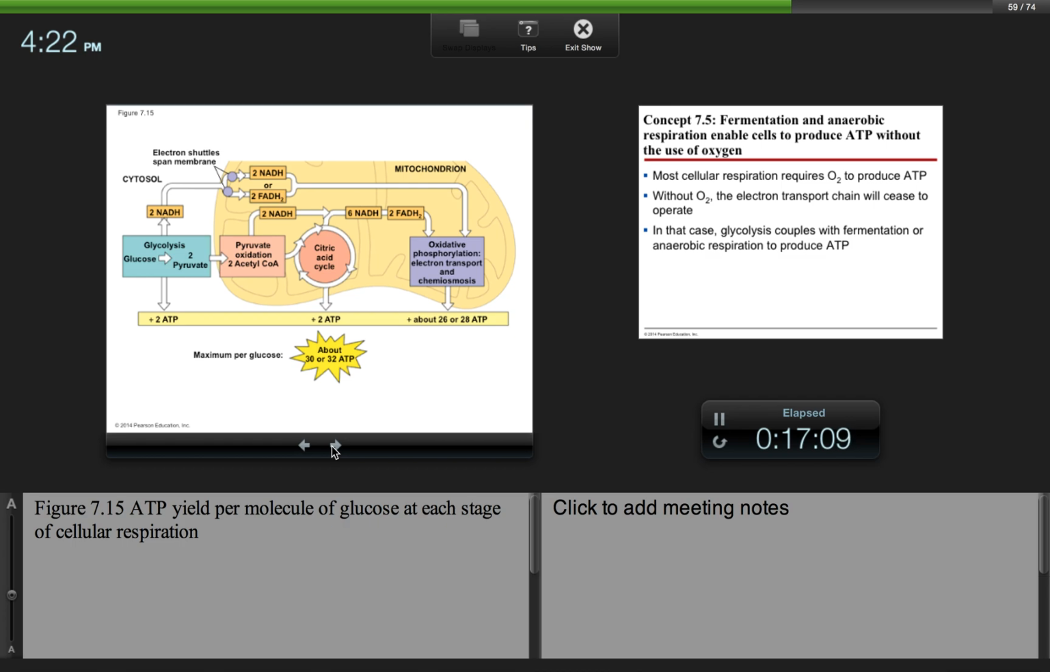So here is an overview of how many ATP get made in each part of cellular respiration: 2 in glycolysis, 2 in the citric acid cycle, and 26 to 28 in oxidative phosphorylation.